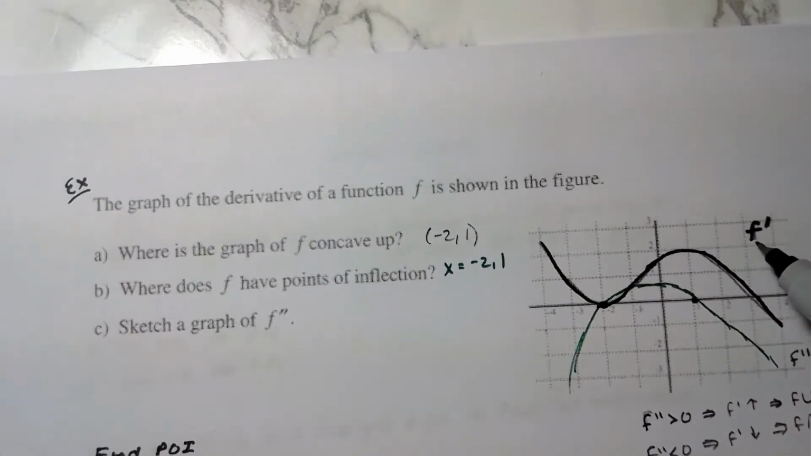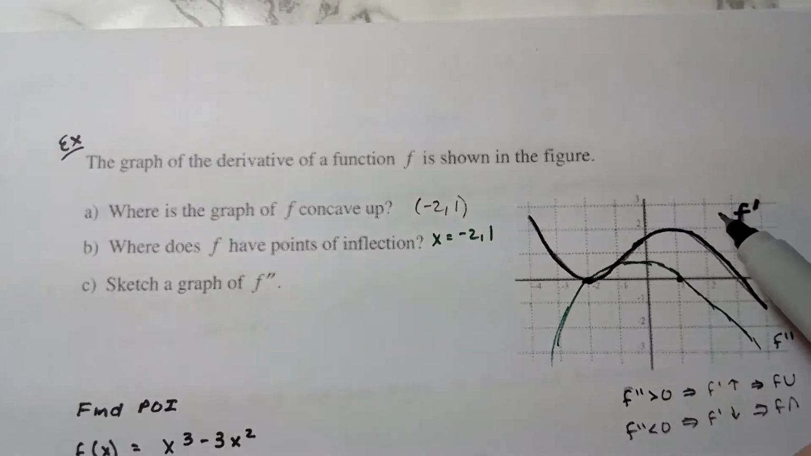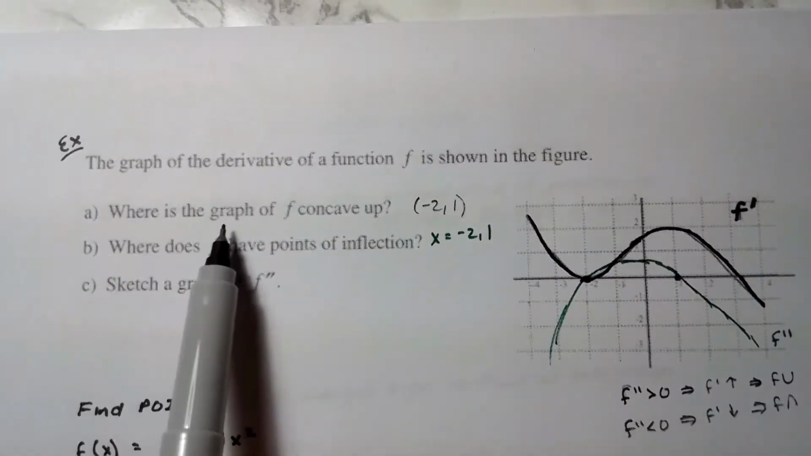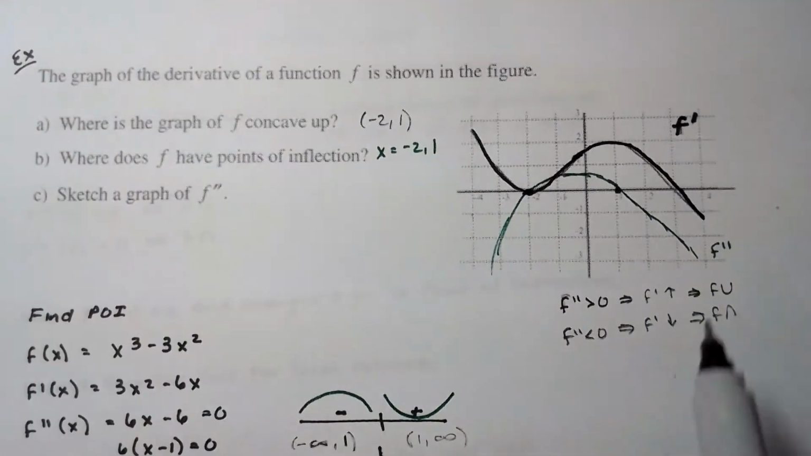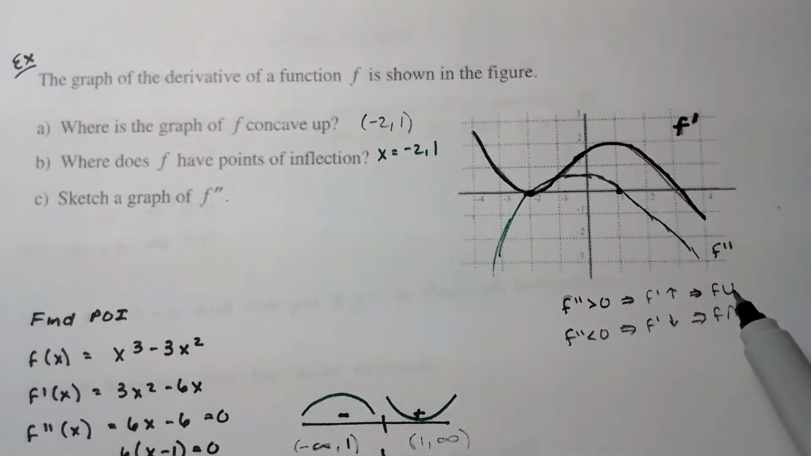Okay, and this is the function f prime, and what you're asked to do is determine where the graph of this function's concave up. Well, we can use our little table, right? We know that a function is going to be concave up when the second derivative is greater than 0, and concave down when the second derivative is less than 0. And by the way, when f prime is increasing, we know that f is going to be concave up on that interval, and when f prime is decreasing, we know that f is going to be concave down.